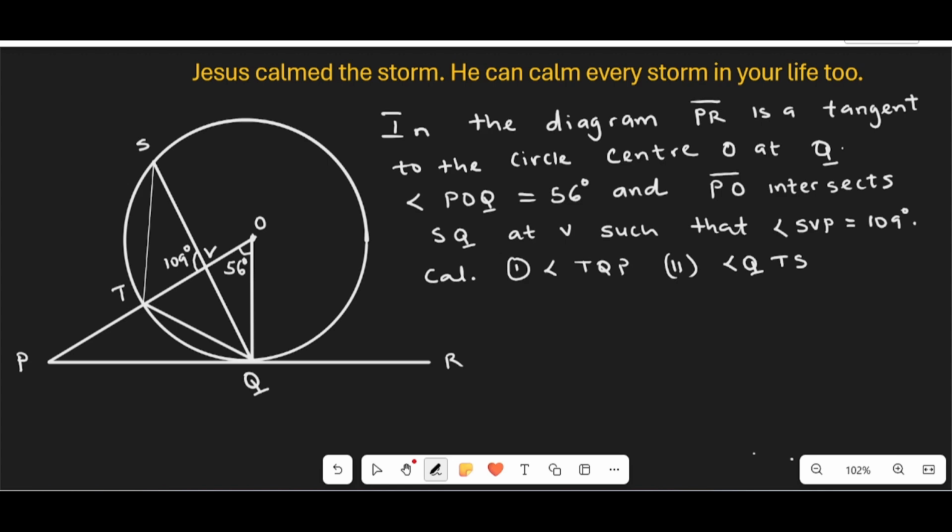And the question says we should find angle TQP and angle QTS. Solution.